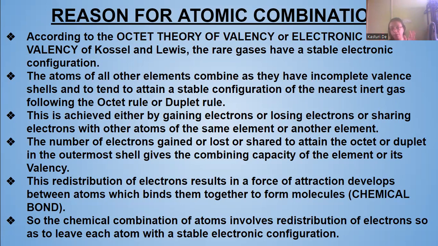So the chemical combination of atoms involves the redistribution of electrons so as to leave each atom with a stable electronic configuration. So what does chemical combination of atoms do? It redistributes the electrons so that there can be a stable electronic configuration. Clear?